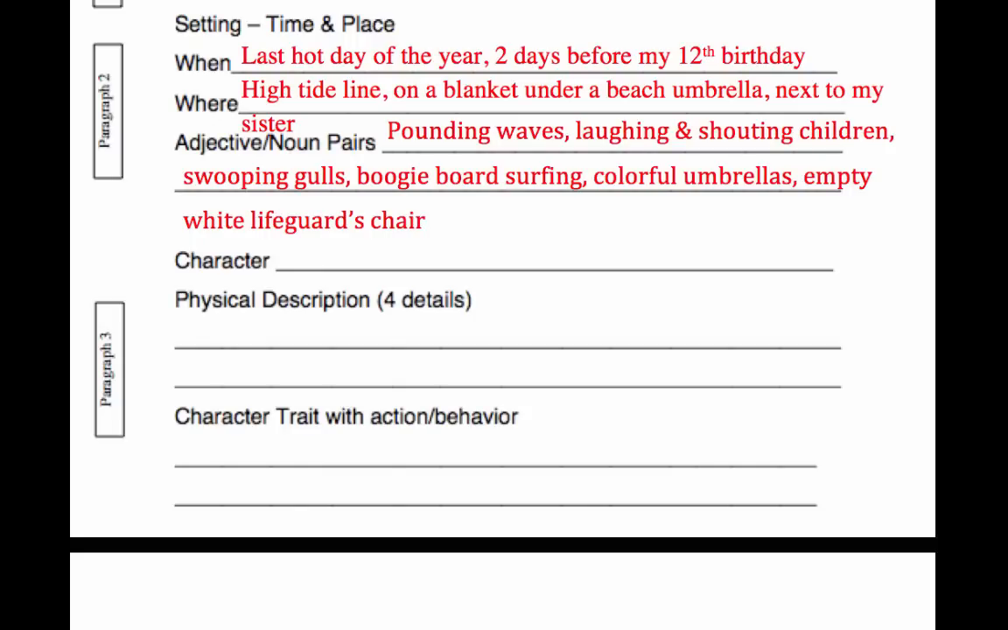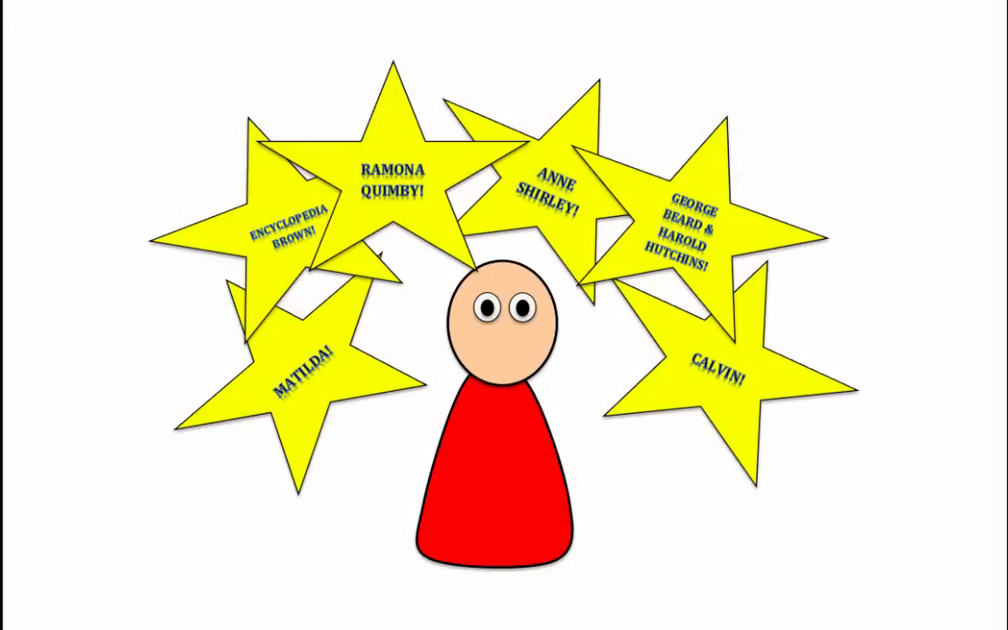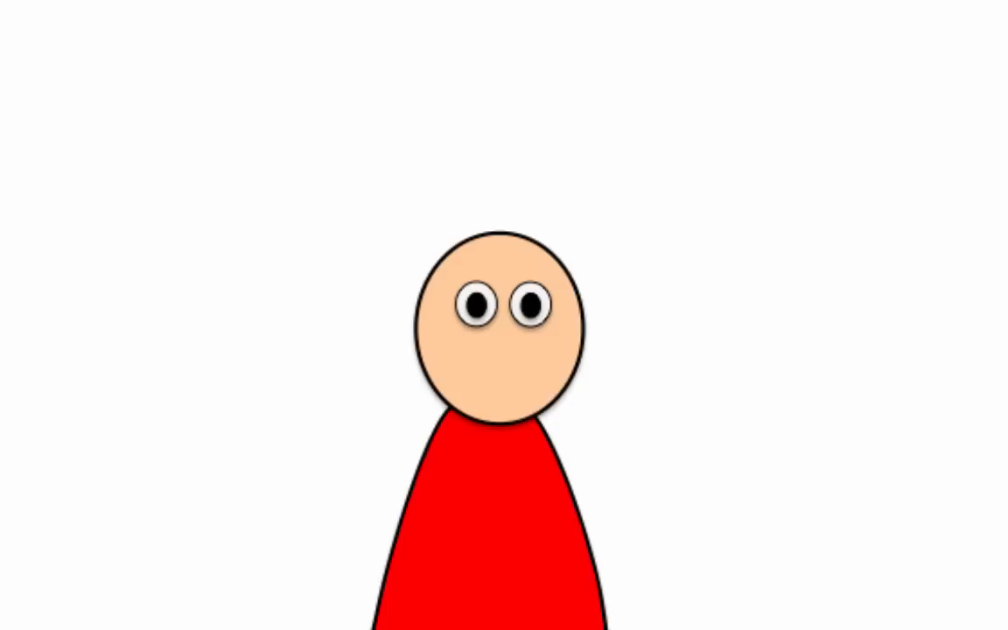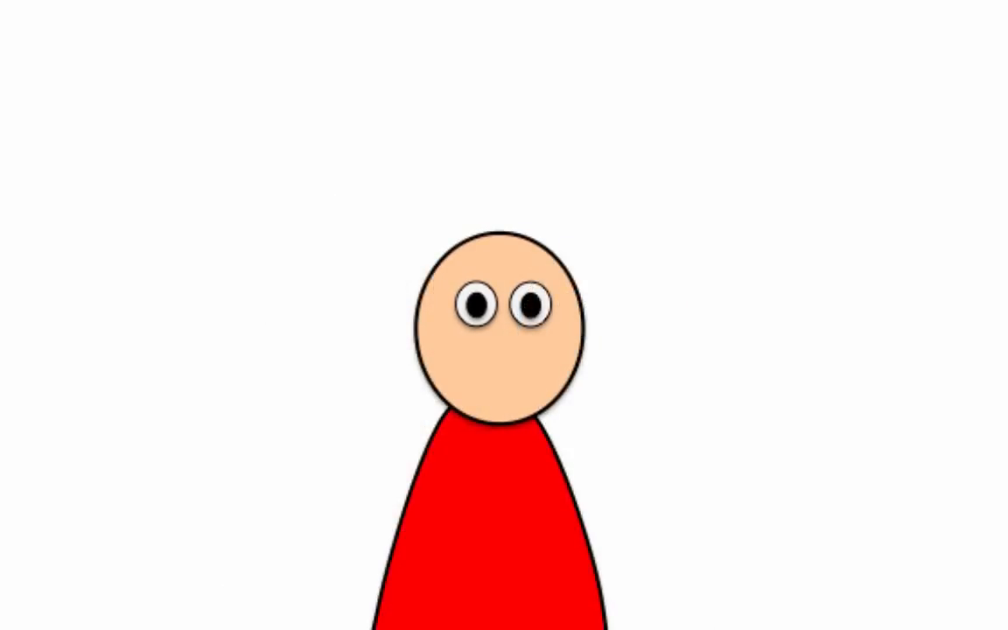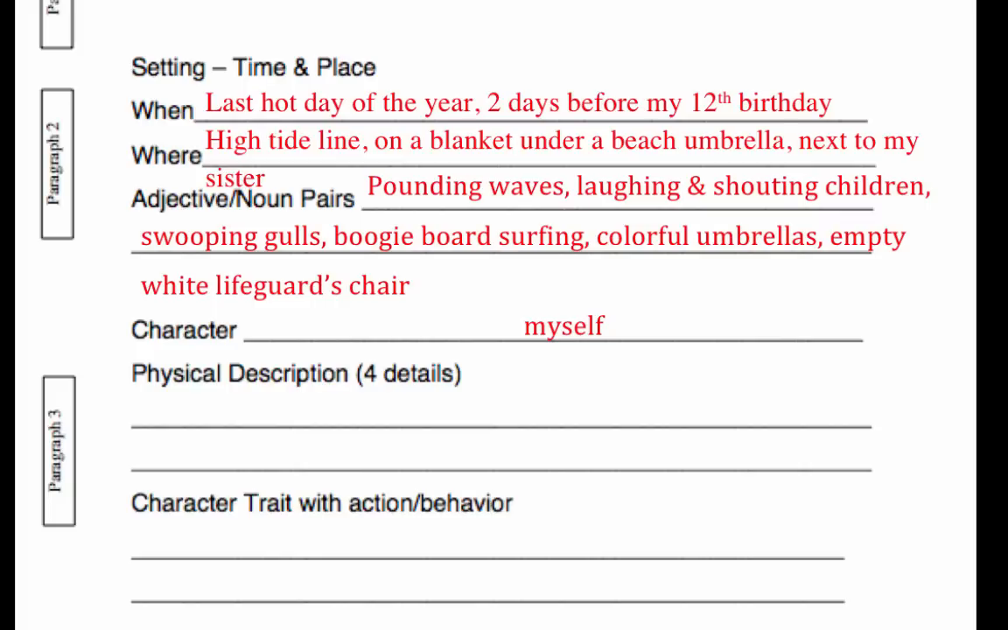The third paragraph introduces the main character of your story. The main character is the star. The main character is usually whom most of the sentences are about. Think Encyclopedia Brown and Matilda. You write only a few sentences for the other characters. For this prompt, you are the main character. Tell about how you spent your day. For other stories, you might have 2 or more main characters. For this exercise, we'll have 1 star. Write myself on the character line.